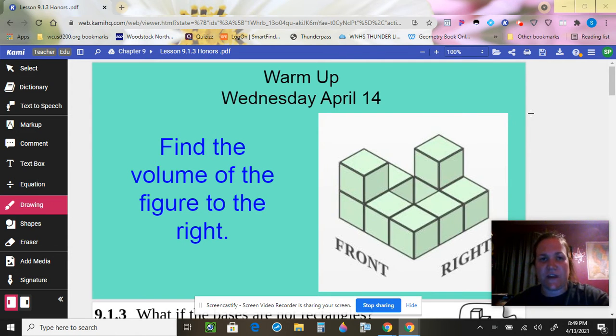For the warm up for yesterday, I want you to put no school. It would be great for Tuesday if you guys could write no school. And then for today, I want you to find the volume of this figure.